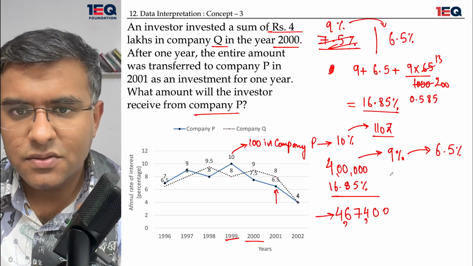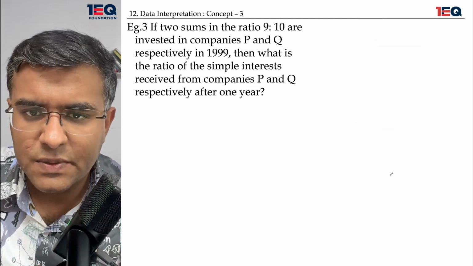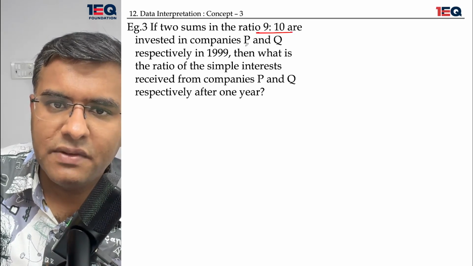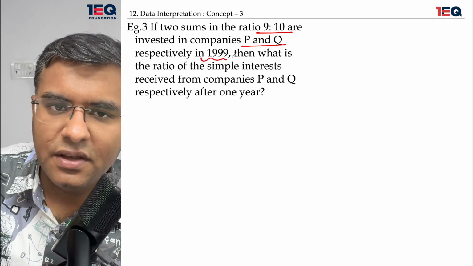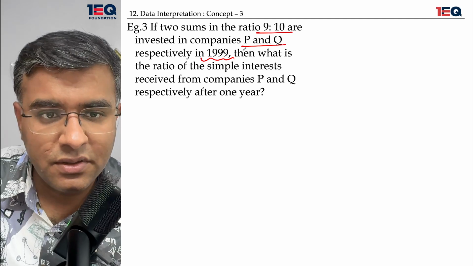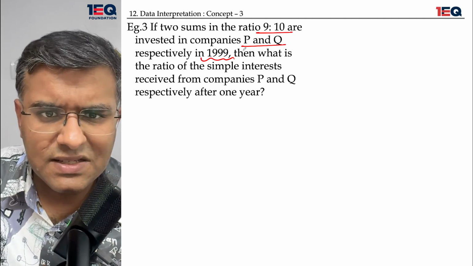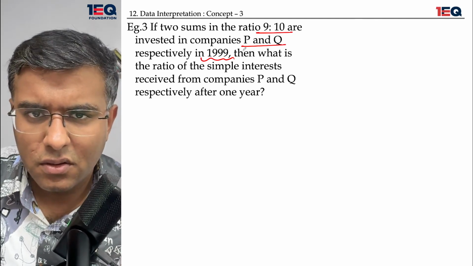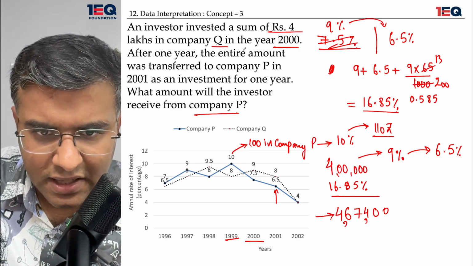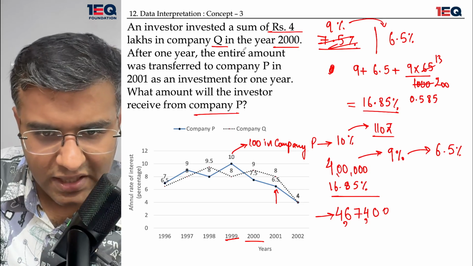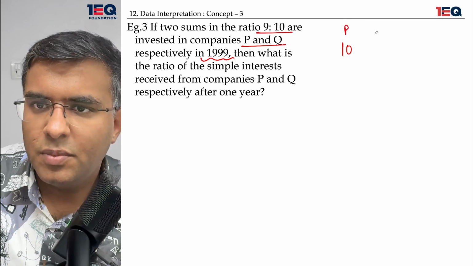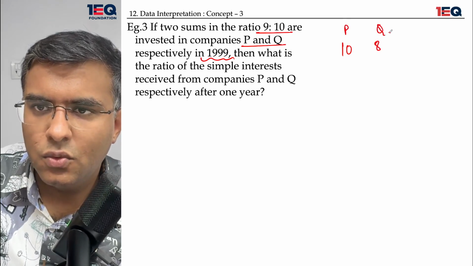I hope you've understood what I have done. Moving to the next question. If two sums in the ratio 9 is to 10 are invested in company P and Q respectively in 1999, then what is the ratio of the simple interest received from these two companies after 1 year? In 1999, it has two interests, 10 and 8. 10 is for P and 8 is for Q.